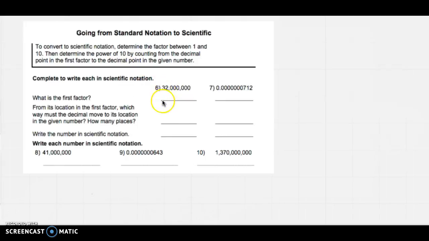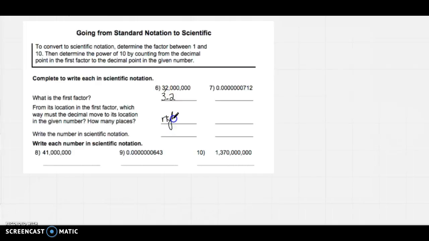I'm going to change this. I need the first factor. I know it has to be between 1 and 10, so I'm going to just put 3.2. That number is between 1 and 10. Easy enough. And then I ask myself, from that location, this one right here, which way must the decimal move to its location in this number? Well, I got to move it to the right.